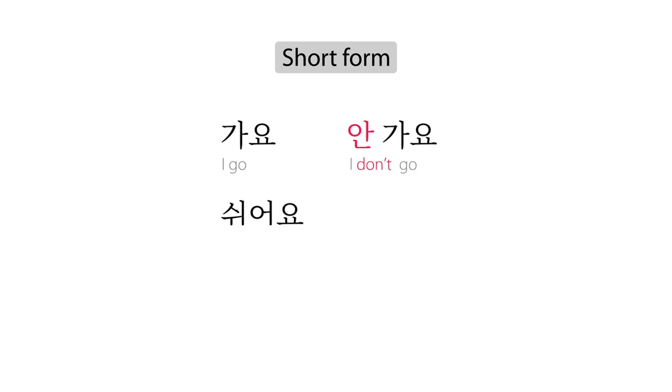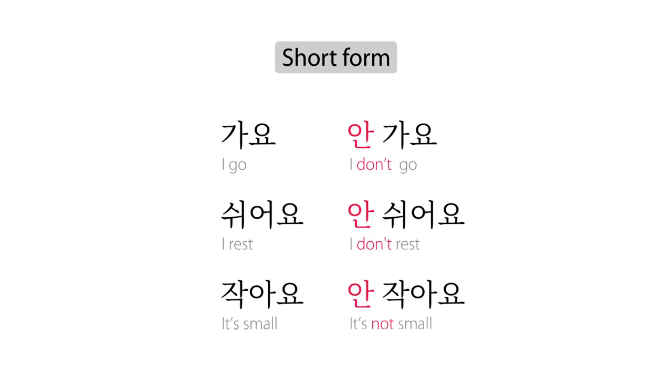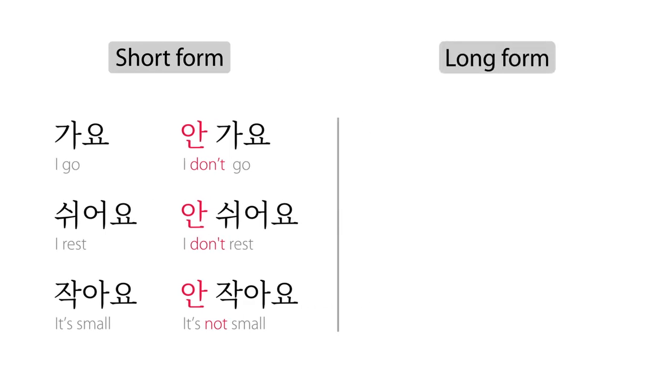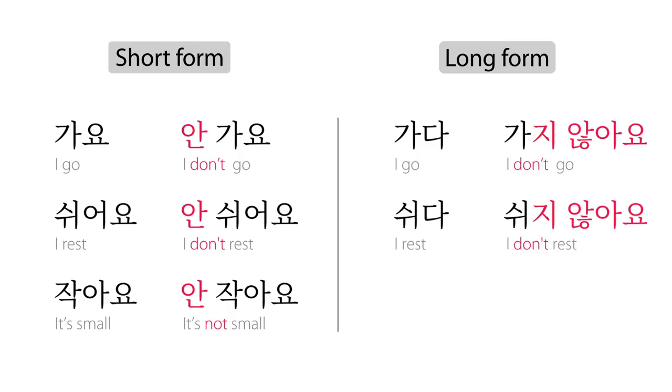The short form, simply add 안 before the conjugated verb or adjective. Example, 가요, 안 가요. 쉬어요, 안 쉬어요. 작아요, 안 작아요. The long form, remove the 다 at the end of the verb or adjective and add 지 않아요. Example, 가다, 가지 않아요. 쉬다, 쉬지 않아요. 작다, 작지 않아요.